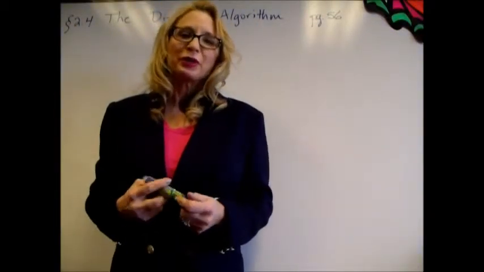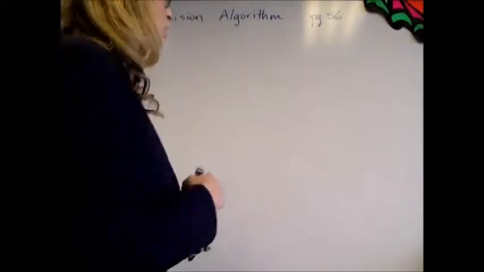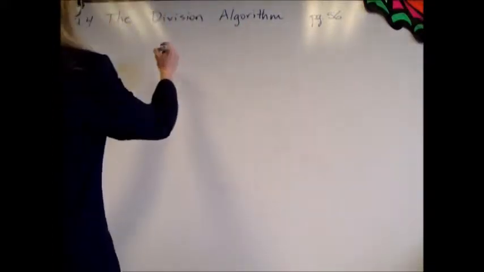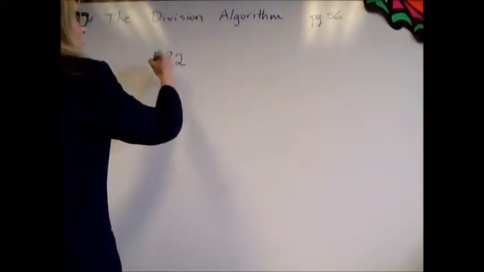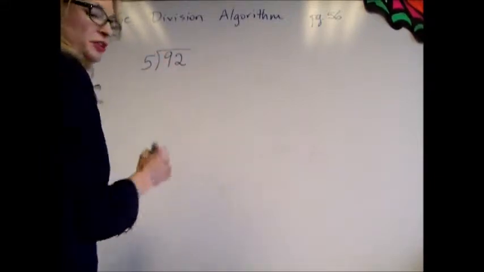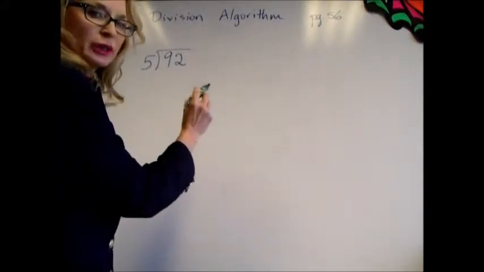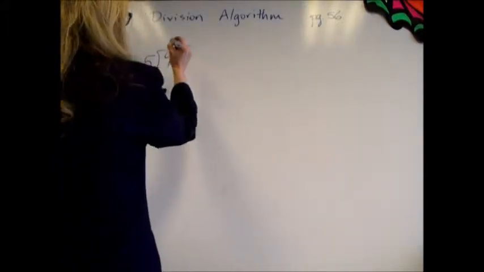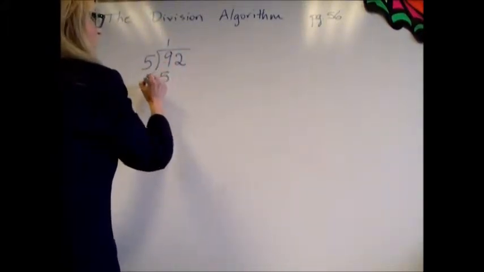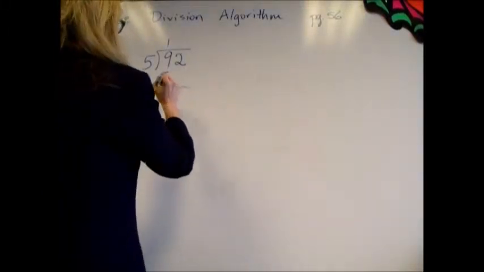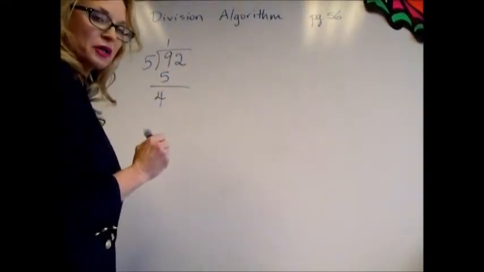Let's look at the following grade school division problem. Suppose we want to divide the integer 92 by the integer 5. And what we do is we see, well, how many times does 5 go into 9? It goes in once. We subtract. We find a remainder of 4.